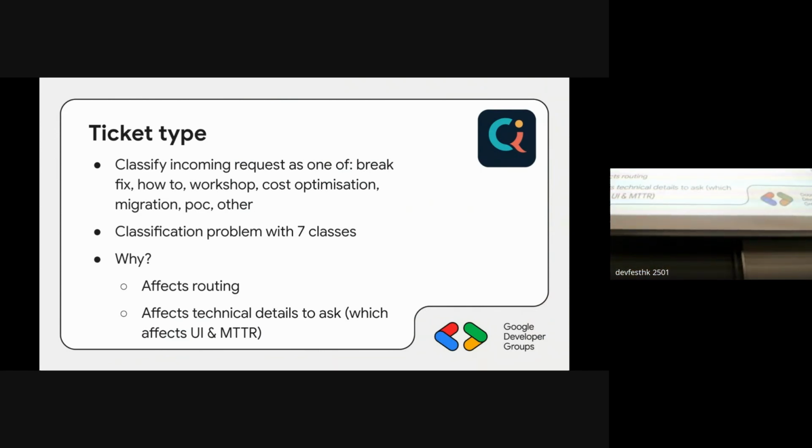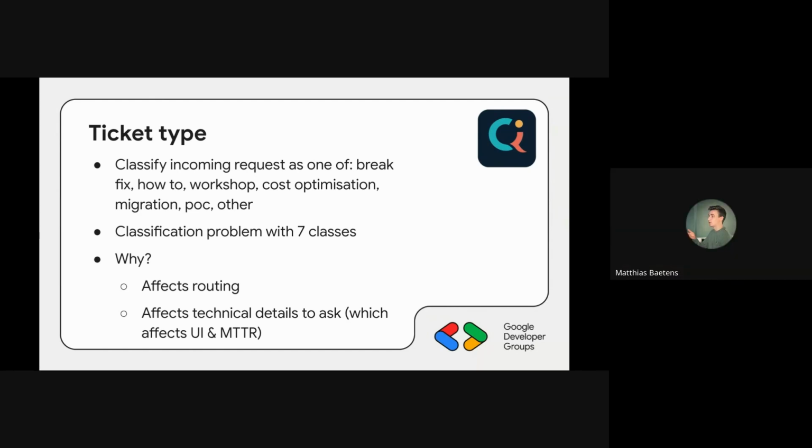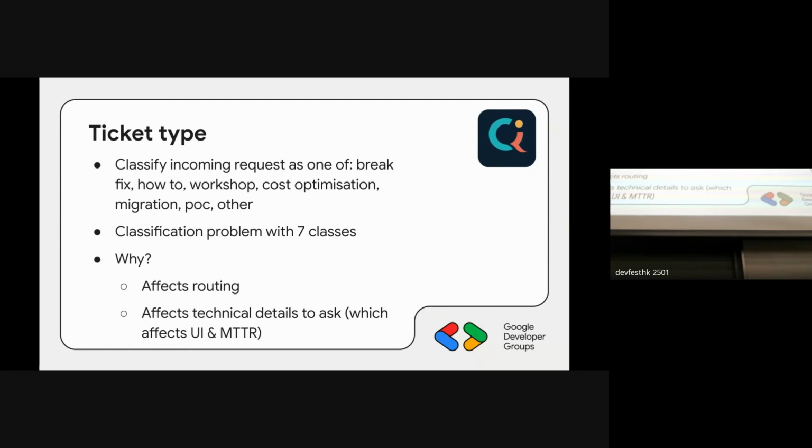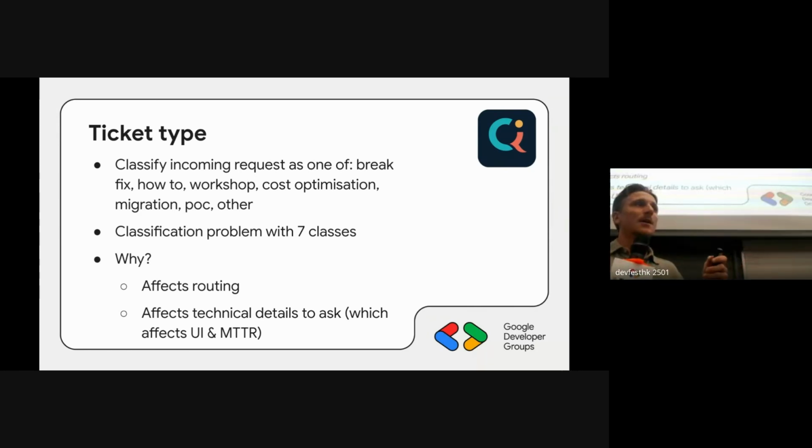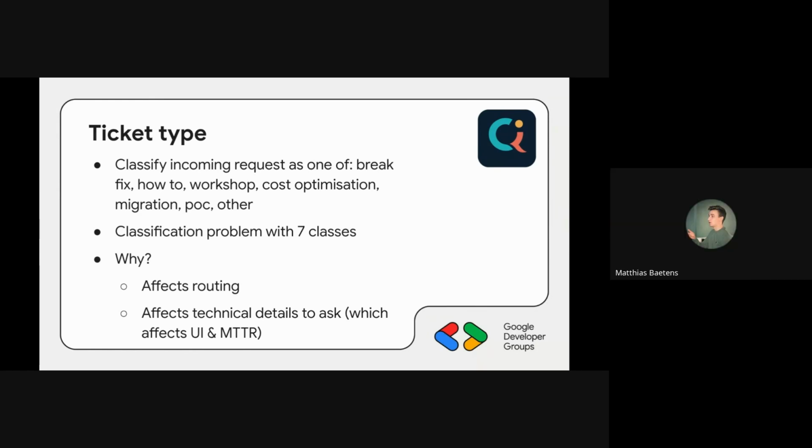So on one end, maybe some people are more specialized in cost optimization, so we want to route them there. Some people are specialized in Google Cloud, some people are specialized in AWS. So that will affect the routing in the backend. On the other hand, it will affect user experience because we might not want to add technical details for a POC. There is not a certain database, or they might at least need it.